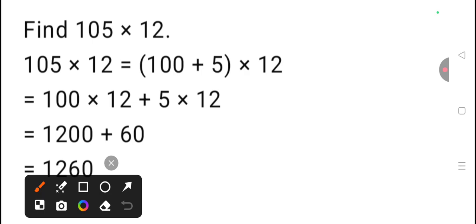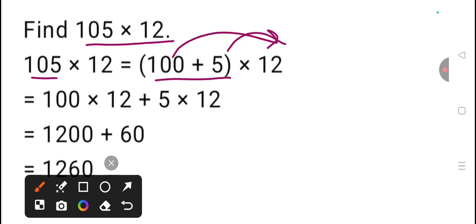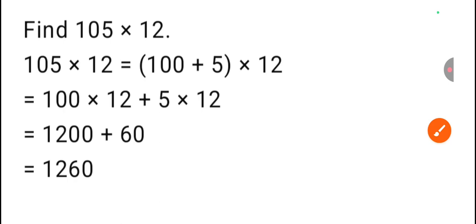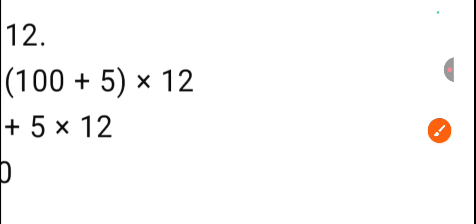Now next is 105 into 12. So 105 can be written as 100 plus 5, and when you multiply it will be 100 into 12 plus 5 into 12, right? So 100 into 12 gives you 1200 and 5 into 12 gives you 60. So the answer will be 1260. So these were all the questions using the distributive property only.